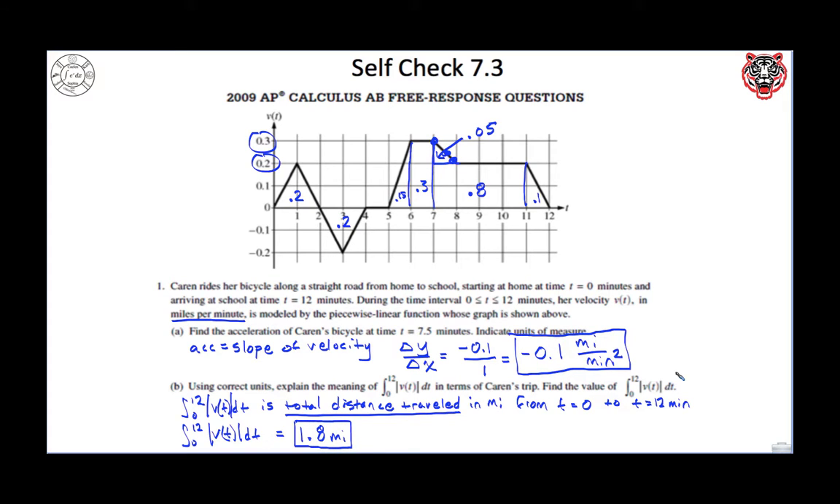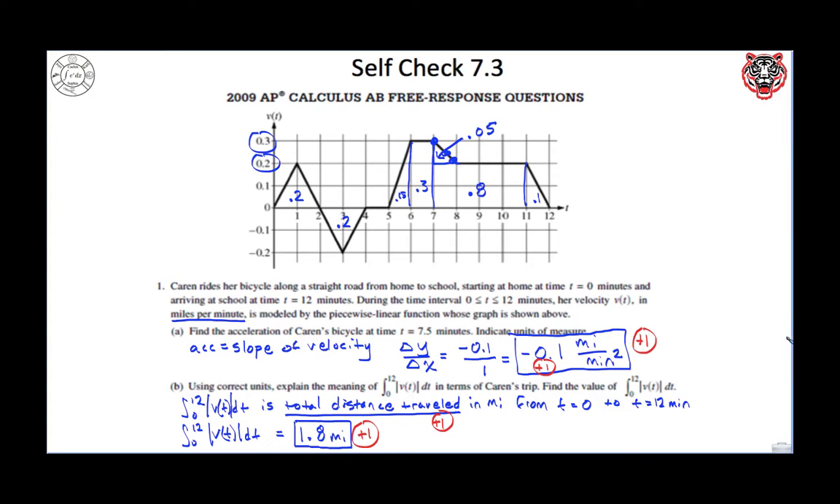Before I move on, I want to tell you how to score yourself. On part A, there are 2 points. You get 1 point if you got negative 0.1, and another 1 point if you said miles per minute squared. For part B, you get 1 point if you say it's the total distance traveled plus 1, and 1.8 miles plus 1. So far I have one. Me too.